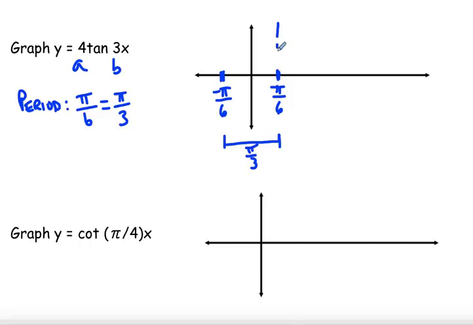And I'm going to put the asymptotes on those tick marks. And then I'm going to have a dot in the middle at 0. And my amplitude is 4, so we need to make our tick marks on the y-axis.